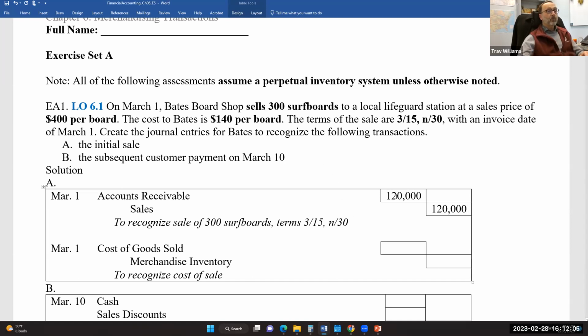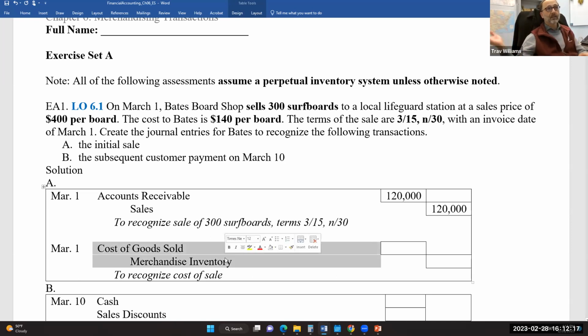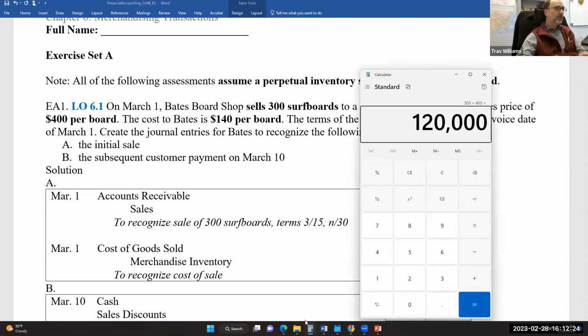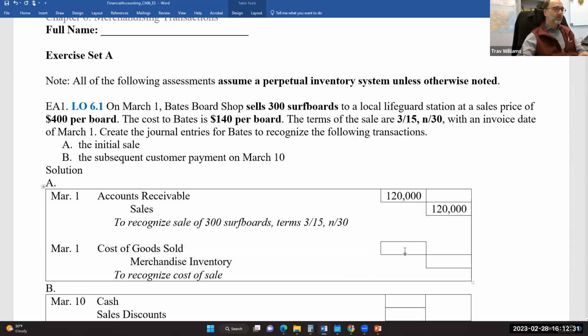And we know that when we record a sale, we also have to record the cost of goods sold. That assumes we're doing the perpetual inventory method. If we were doing periodic, we don't have to record it because we're going to figure it out later. But with the perpetual method, we go ahead and figure it out now. So we take 300 surfboards at a cost of $140 each. So they cost the company $42,000. And our inventory went down by $42,000 because we sold it.